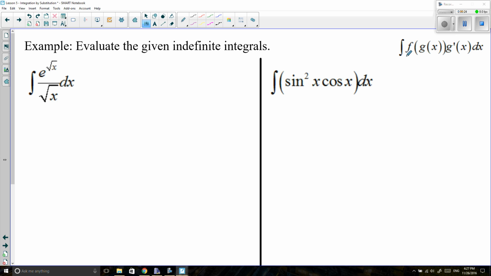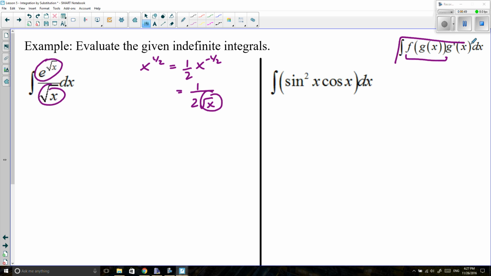So do I see a composite function here? And I see a composite function right here. Inside of that composite function is the square root of x. So square root of x is really x to the power 1/2. And when I take the derivative of that, I get 1/2 x to the power of negative 1/2. And that actually is the same thing as 1/2 times the square root of x. So outside of it, we actually get that derivative. So it actually does match this pattern here. It's just a bit of an odd one.